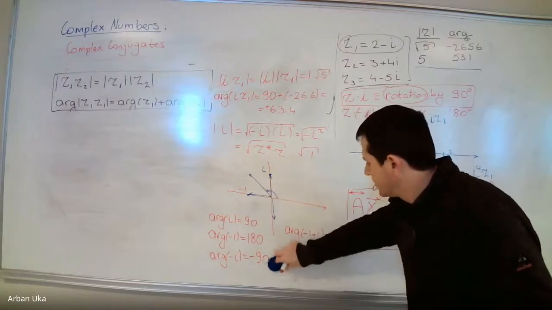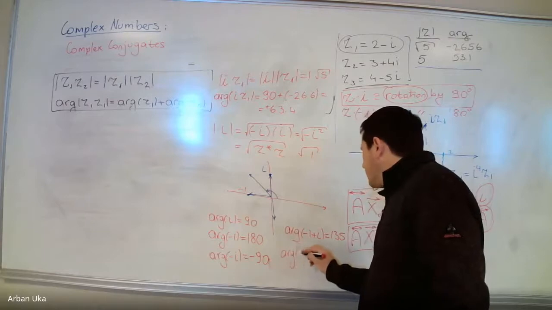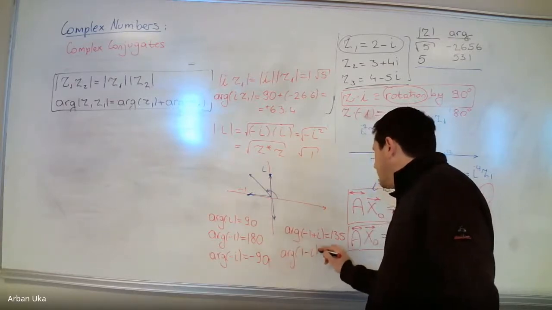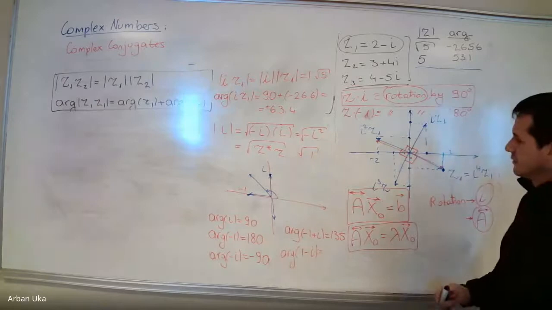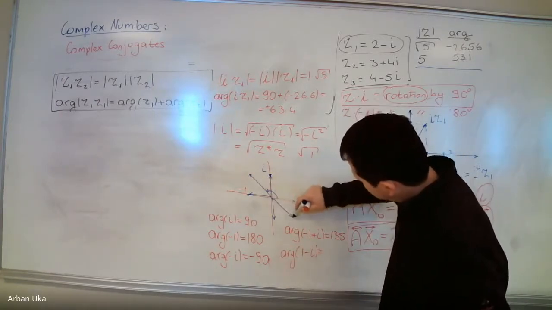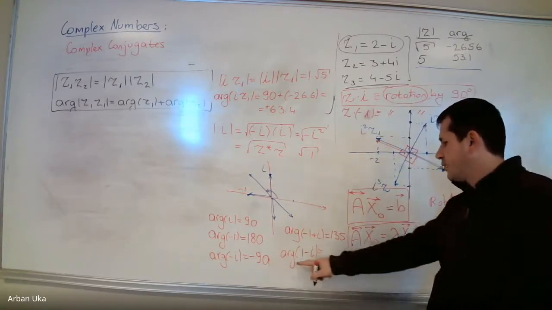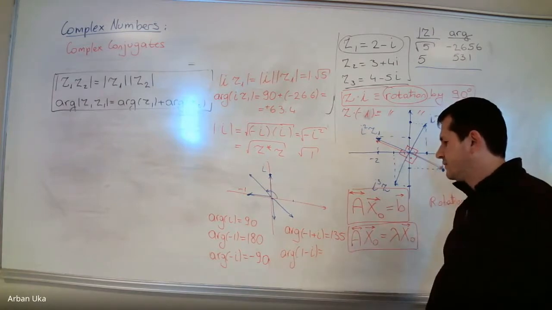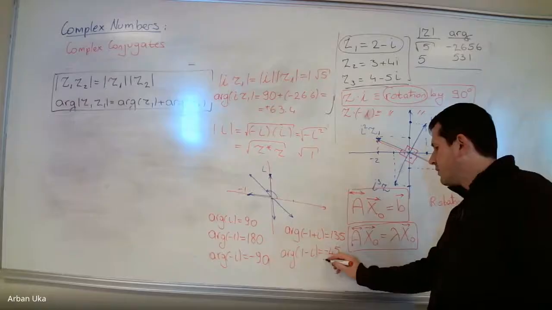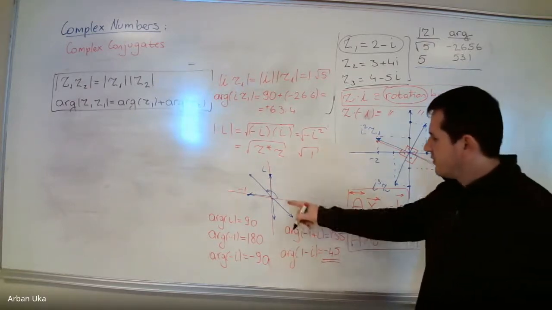Let's take this away. We don't need this for a moment. What is the argument of 1 minus i? 1 is here, minus i is here, so we're talking about this angle. What is the argument of 1 minus i? Minus 45, or minus pi over 4, because this is half of this angle.